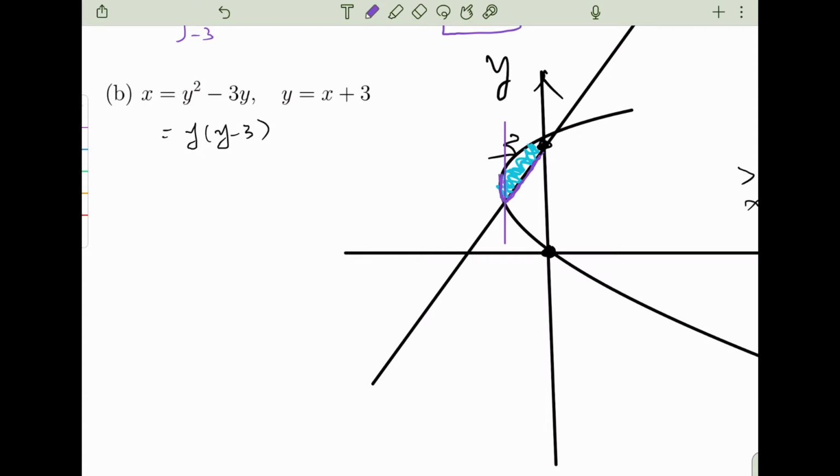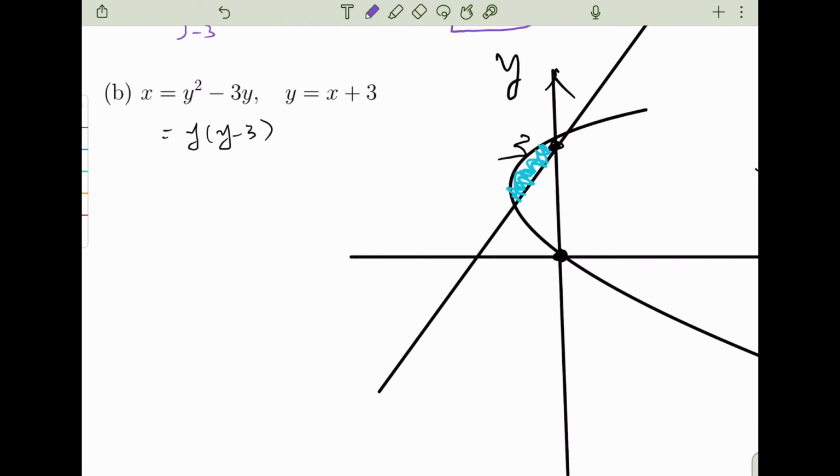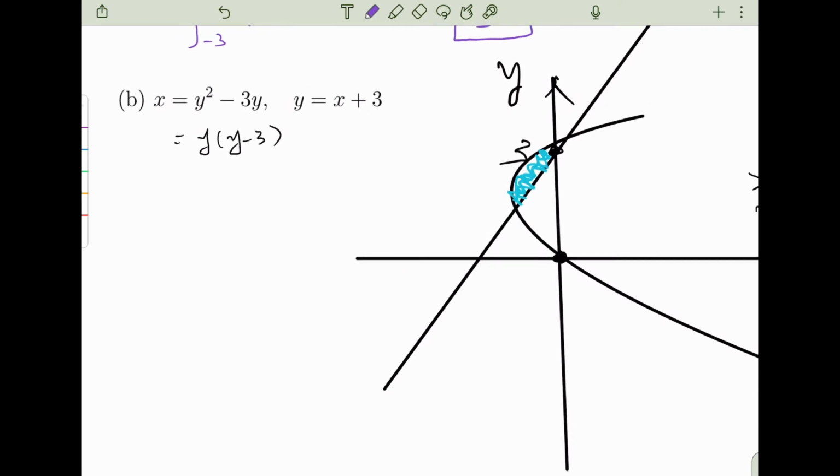So we will do the integration in terms of y, okay? And then we're going to use the straight line minus the parabola, because speaking of the x coordinate, the straight line is larger, because the straight line is on the right side of the parabola when we think of the region. So the straight line is the upper bound and the parabola is the lower bound in this case.